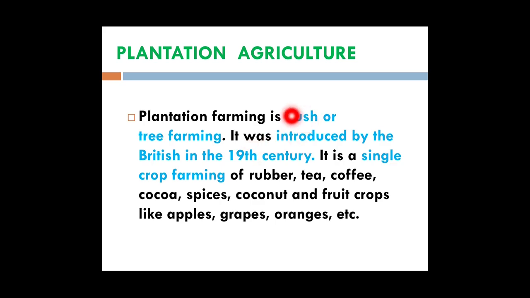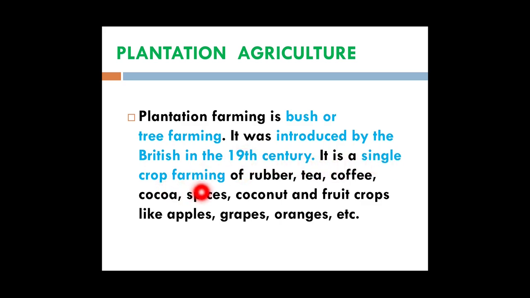Plantation farming is bush or tree farming. It is also called bush or tree farming. In a tree, examples are banana plantation, rubber plantation. In bush, examples are tea and coffee. It was introduced by the British to the Indians in the 19th century.